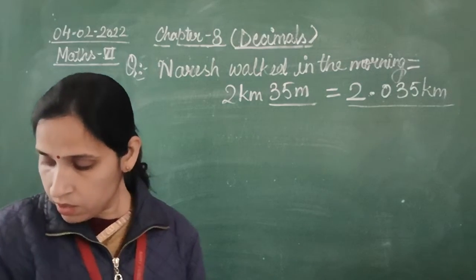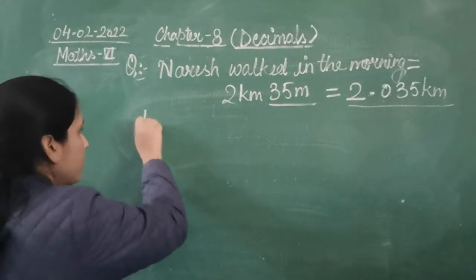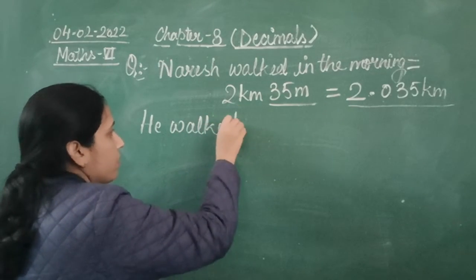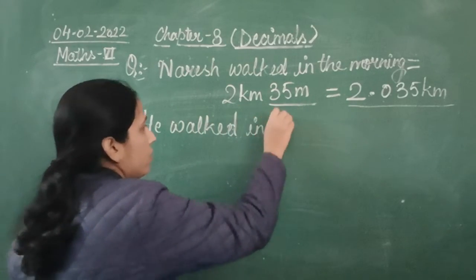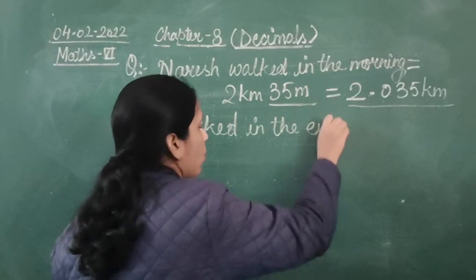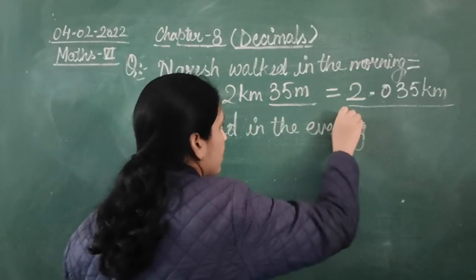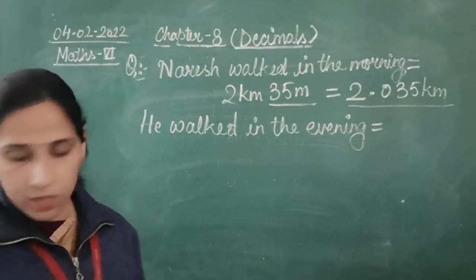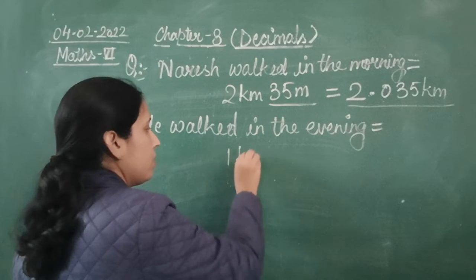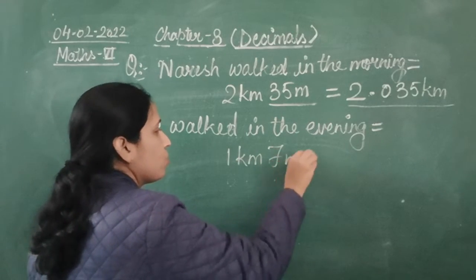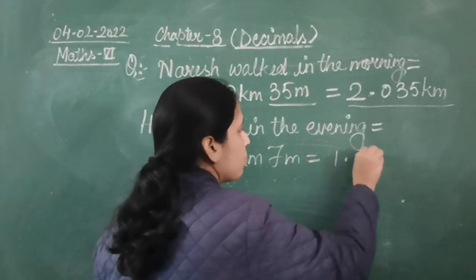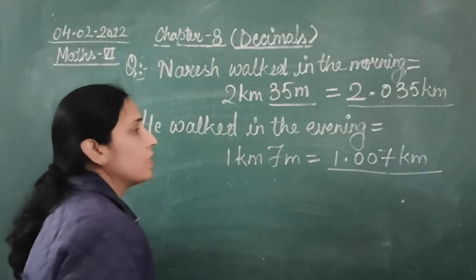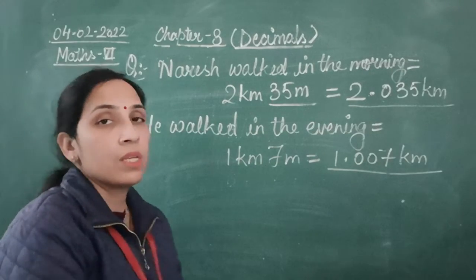Then he walked in the evening. How much distance did he walk in the evening? That is 1 km 7 meter. This also you need to convert, 1.007 kilometer. This distance will be covered by Naresh in the evening.